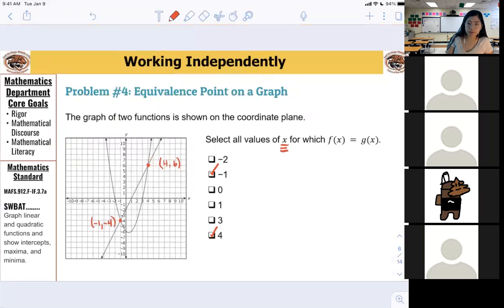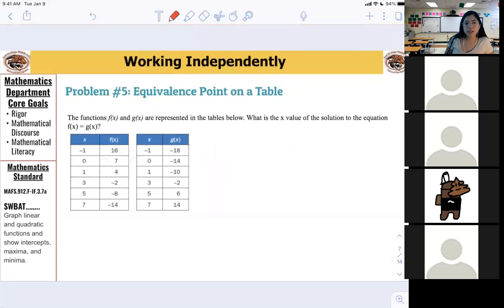All right, number 5, going right through. The functions f of x and g of x are represented in the tables below. What is the x value of the solution to the equation f of x equals g of x? How about this one?